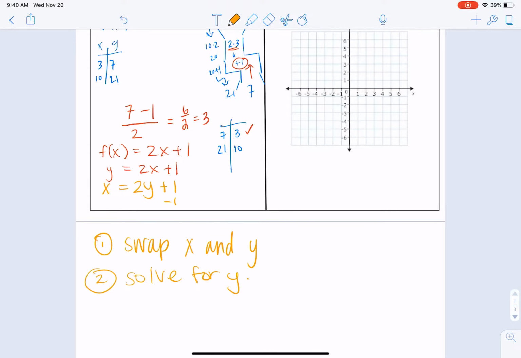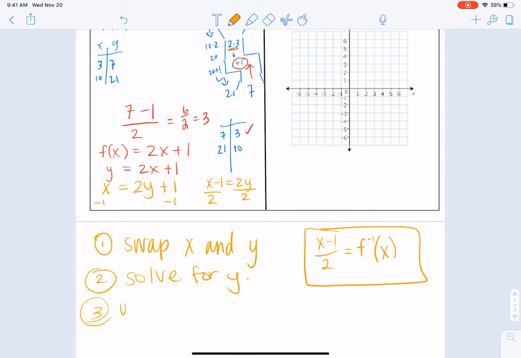So I will subtract 1 from both sides. So I get x minus 1 is equal to 2y, and then I can divide both sides by 2. And I end up getting that x minus 1 over 2 is equal to y. And instead of writing y, since I know this is my inverse function, I am going to write f inverse of x. And this is the equation. So solve for y, and then here use appropriate notation.